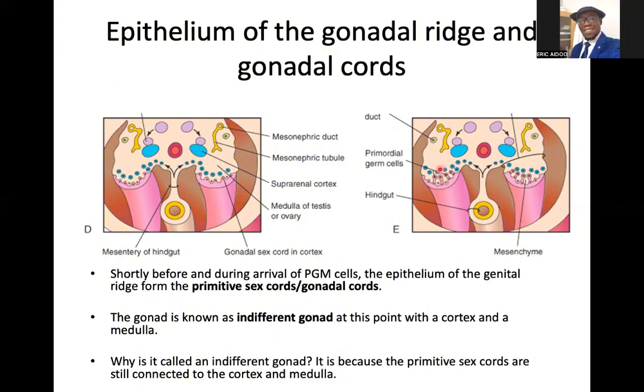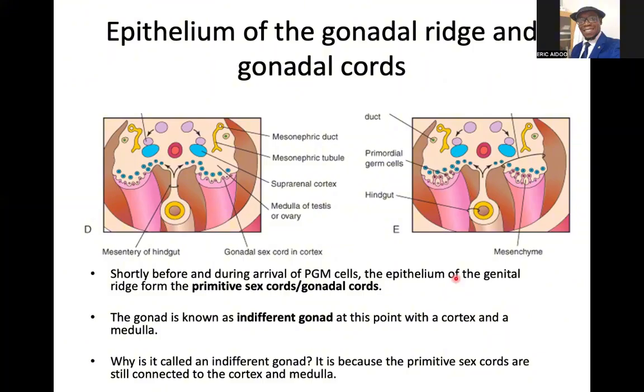The gonad at this point is known as the indifferent gonad. And I put here, why is it called the indifferent gonad? And this is because the primitive sex cords are still connected to the epithelium through the cortex to the medulla. Okay, there's no break in them. They are just uniform and connected.